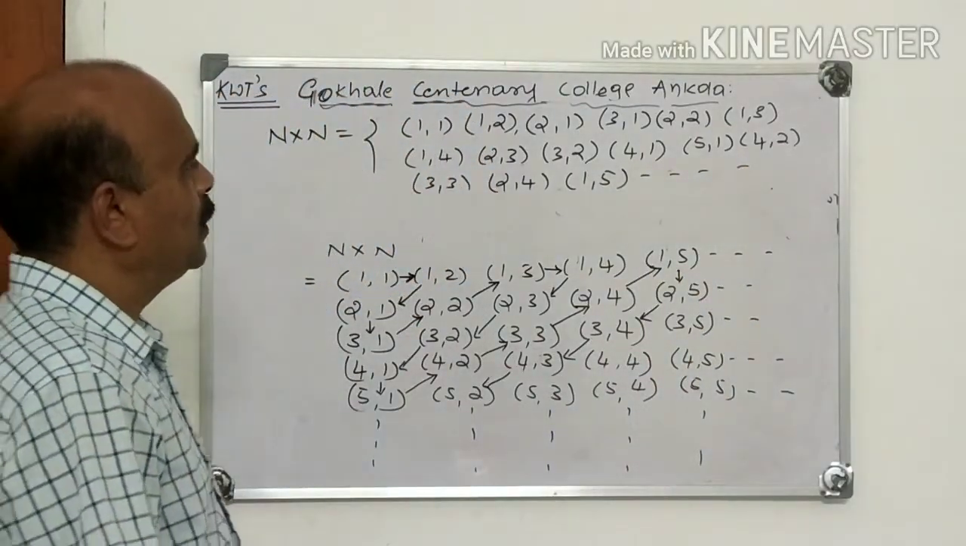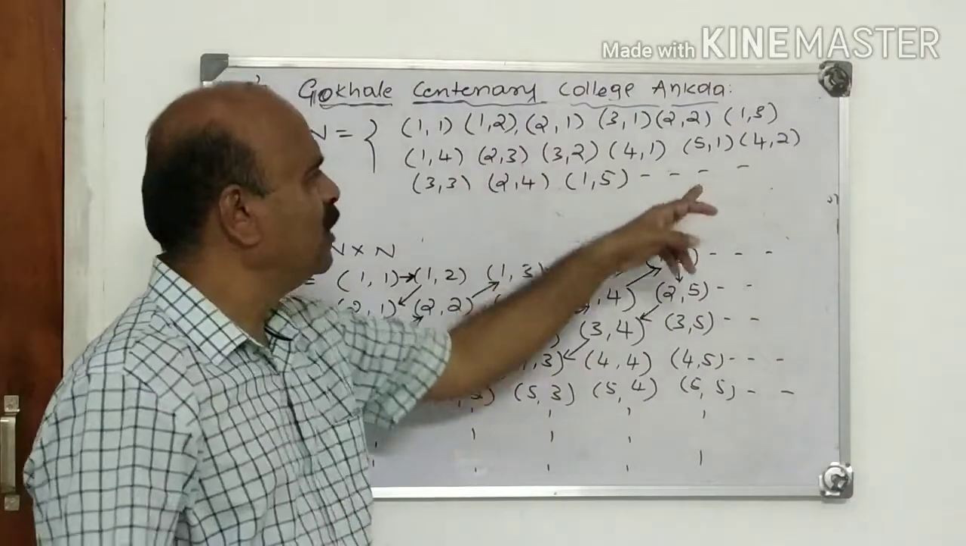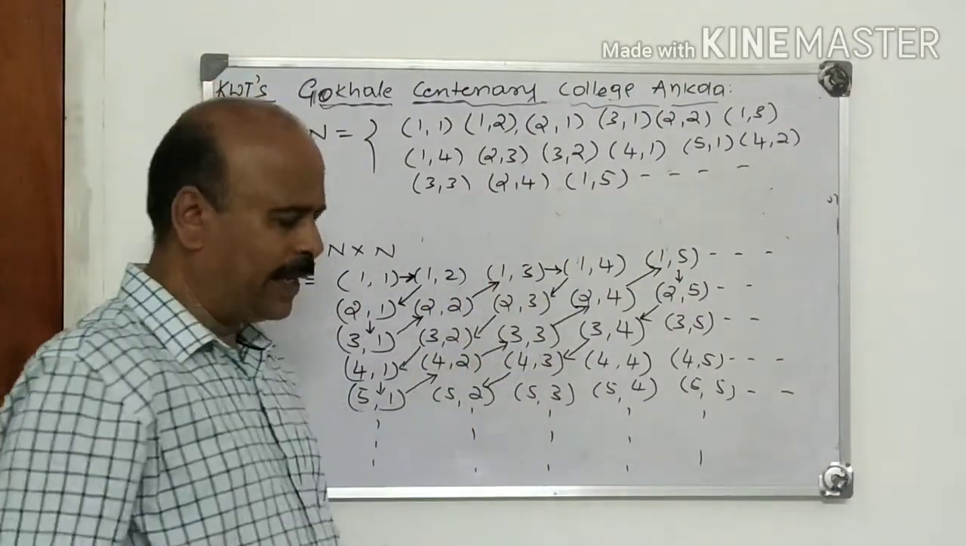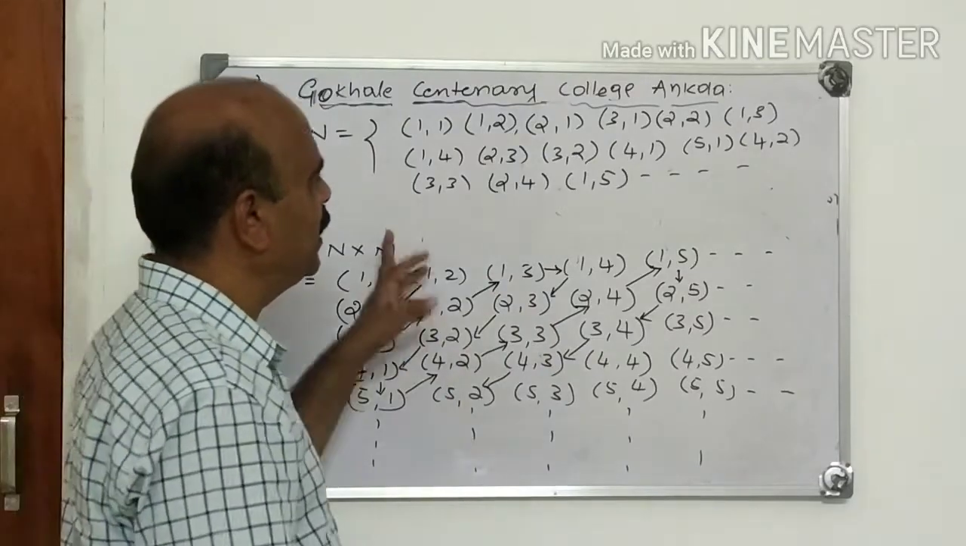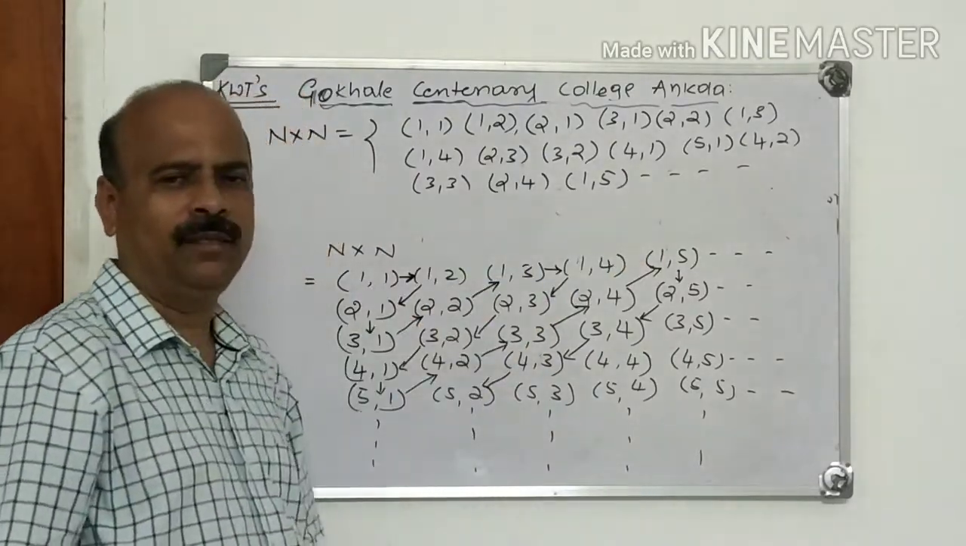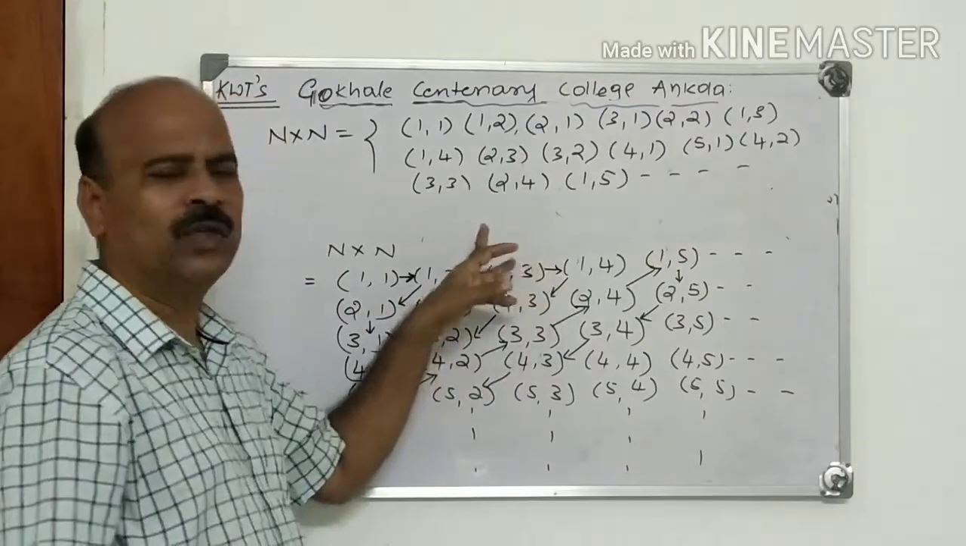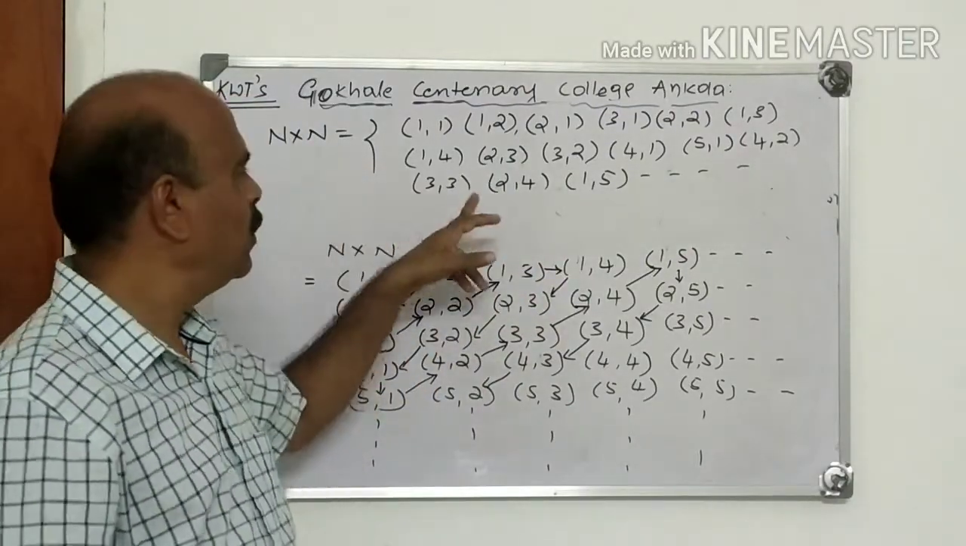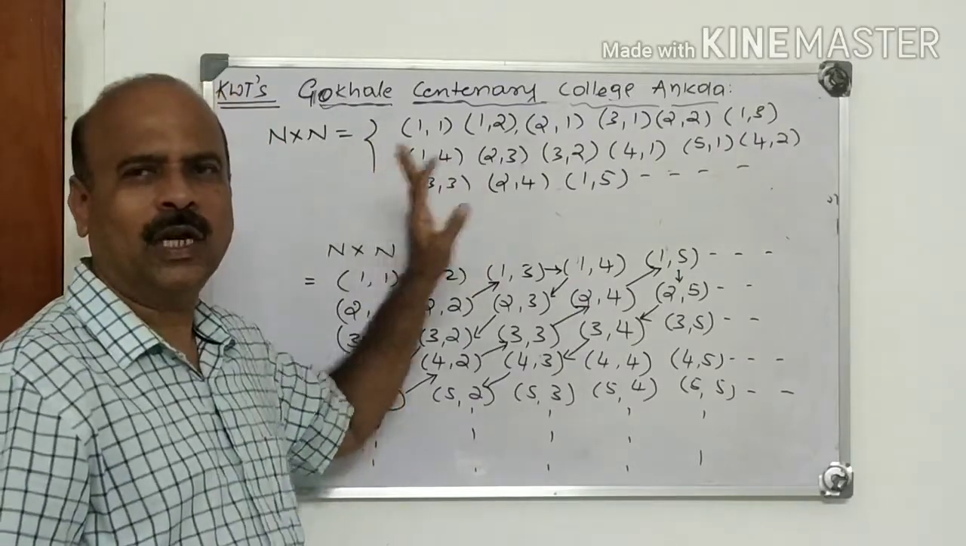Now this is the order in which we can write the elements of the set. That means we can arrange the elements of the set in this sequential order. This is the order in which we can arrange the elements of the set N cross N. Therefore, this N cross N is countable.